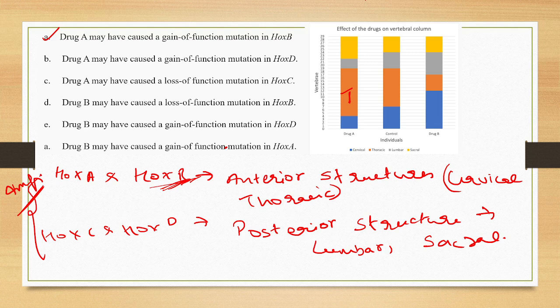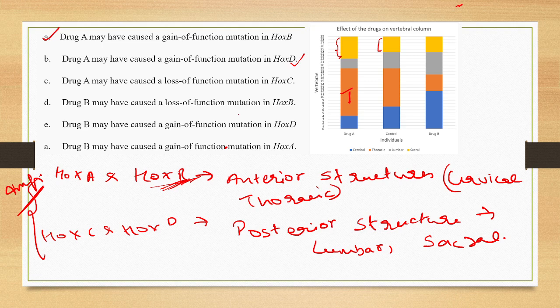You see, here the sacral portion is more. Can you see? Where is the cursor? Although this has decreased, this has increased. So there is a possibility that drug A caused a gain of function mutation in HOX-D, which is responsible for posterior structure formation.